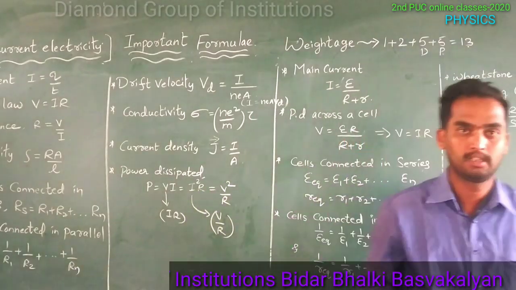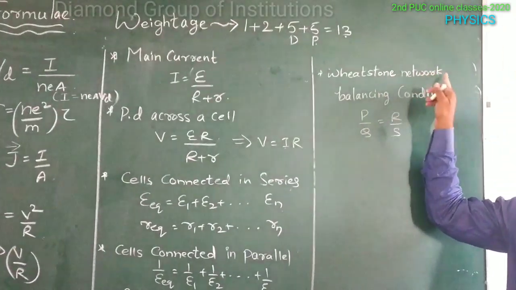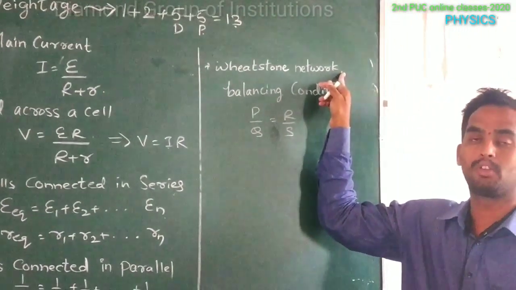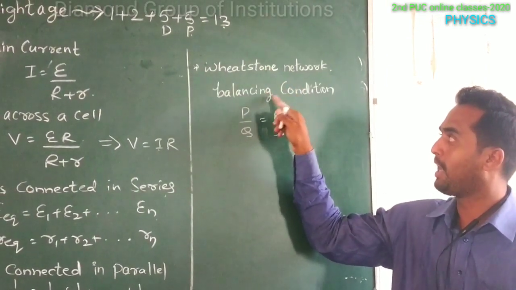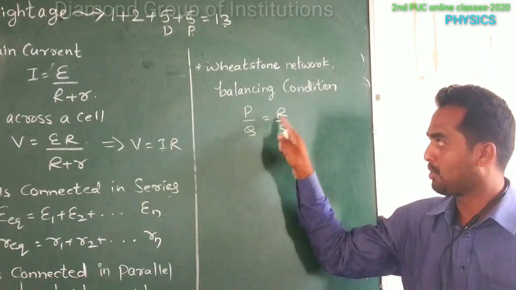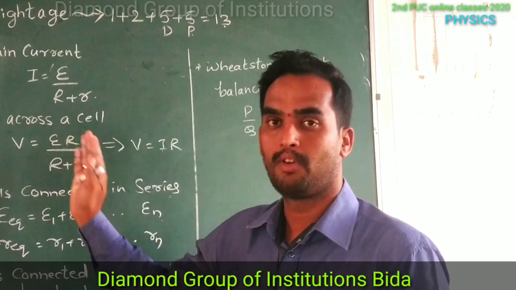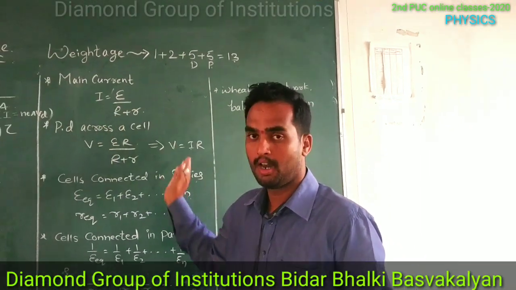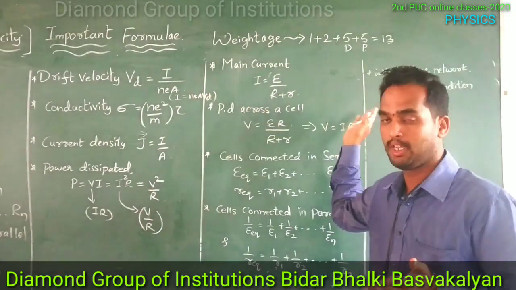And finally, the most important condition, that is the Wheatstone network, already we discussed based on Kirchhoff's first law as well as second law. The balancing condition for the Wheatstone network is P by Q equal to R by S. So these are the most important formulas. Already we studied in theory as well as just now I wrote here.